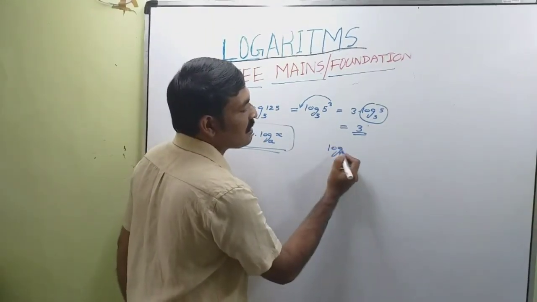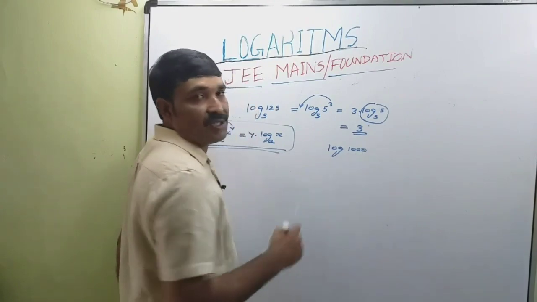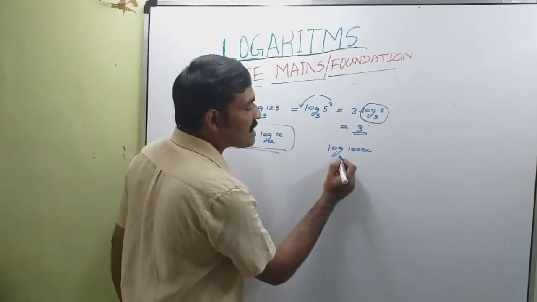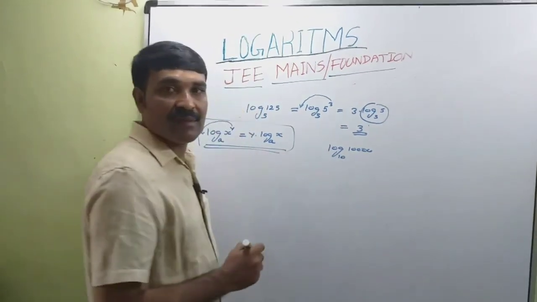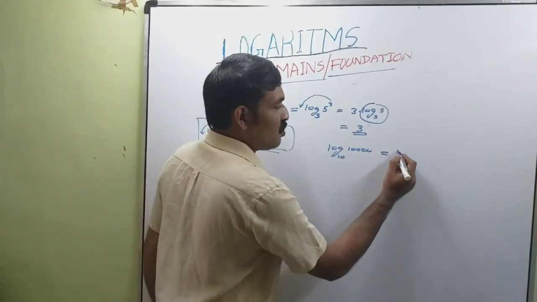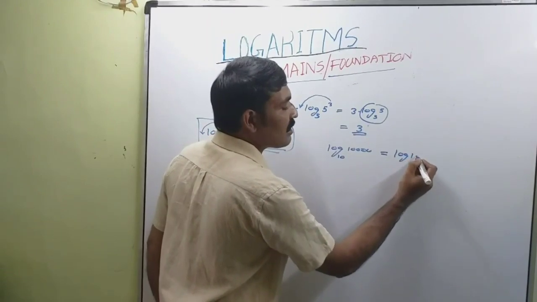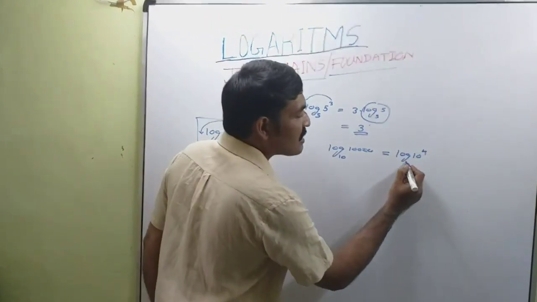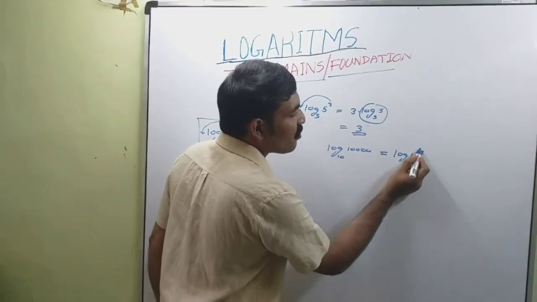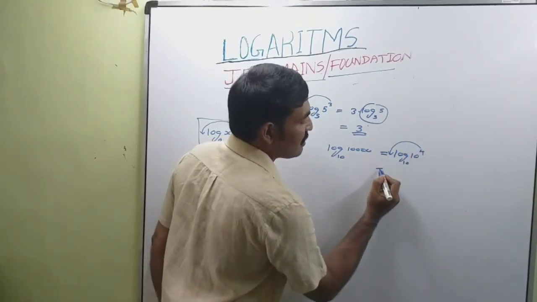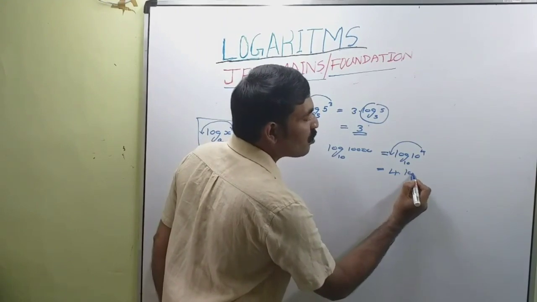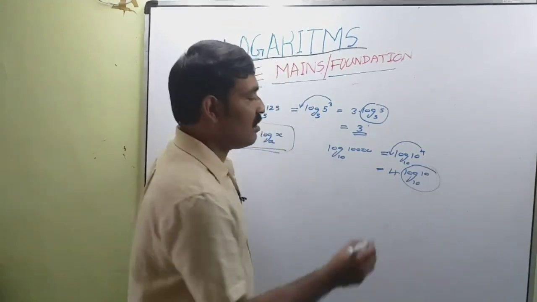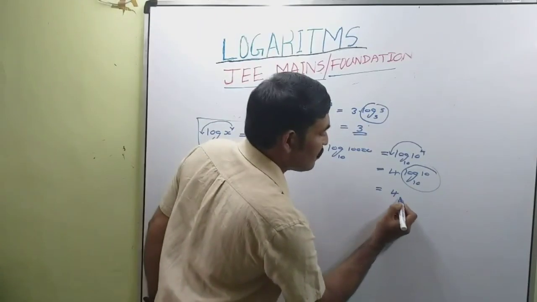Log of 10,000 to the base 10. We can write this as log of 10 raised to 4, that is 10,000, to the base 10. Now this 4 will jump to here. So this is equal to 4 into log 10 to the base 10. This term is equal to 1. So the answer is equal to 4.